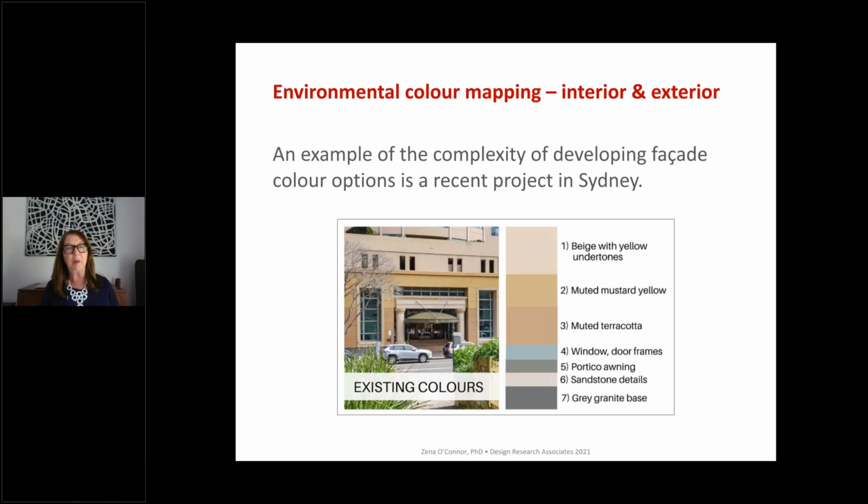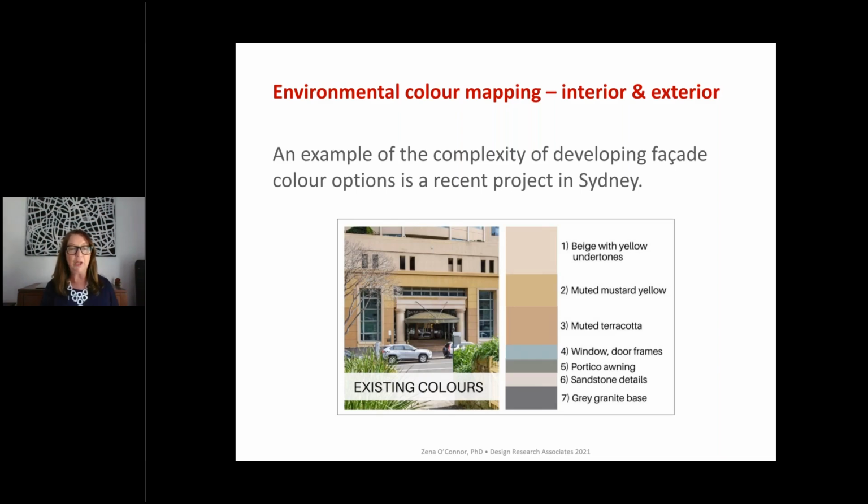So the same colour mapping process can be applied to a building exterior. An example of the complexity of developing facade colour specification options is a recent project that we worked on in Kent Street in Sydney's CBD area. This project, which is a 28-storey apartment building, featured an extensive array of fixed coloured construction materials. So it's items 4 through to 7.